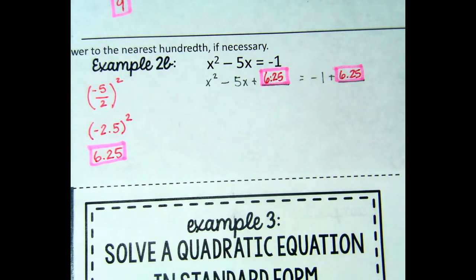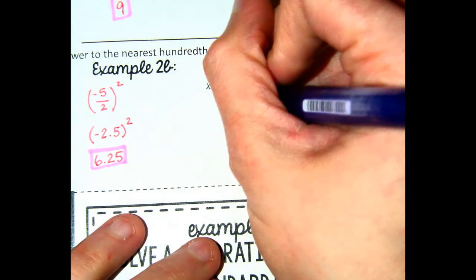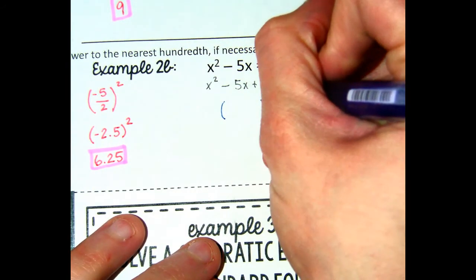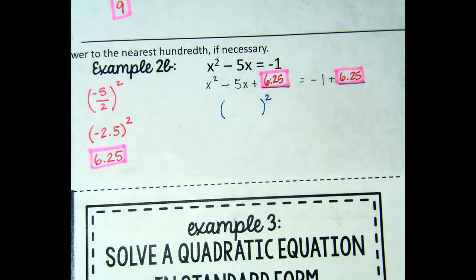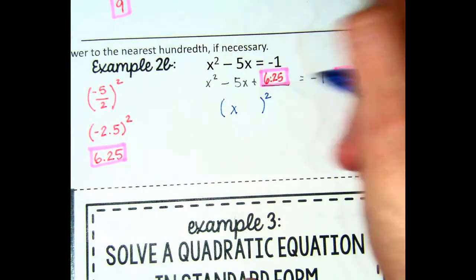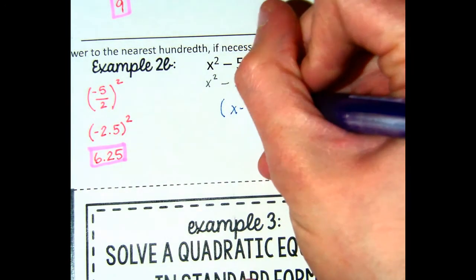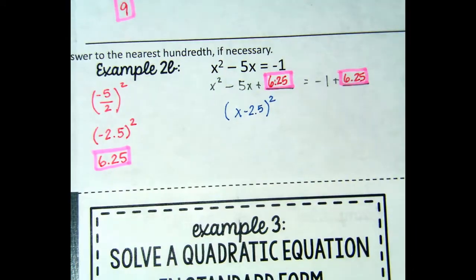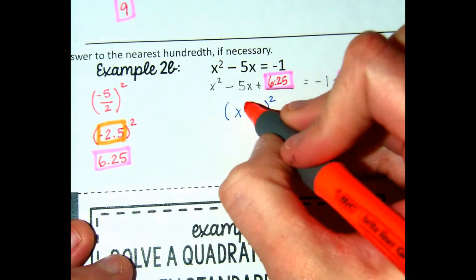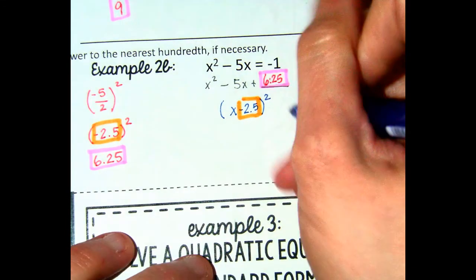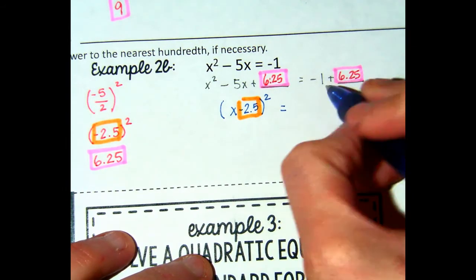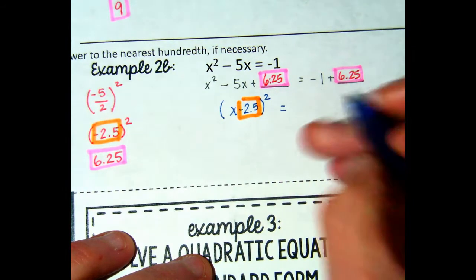Okay, now, how do I actually complete the square? Meaning, not complete the square, how do I make it into a perfect binomial? x minus 2.5. There's what I mean. If you do not have this, you don't know what goes here. That is equal to, what is negative 1 plus 6.25?